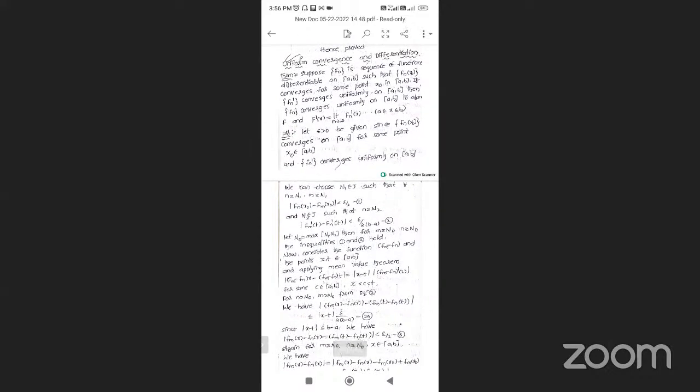Introduction for students like this. Suppose Fn is a sequence of functions differentiable on the closed interval [a, b] such that Fn(x0) converges for some point x0 in the closed interval [a, b].